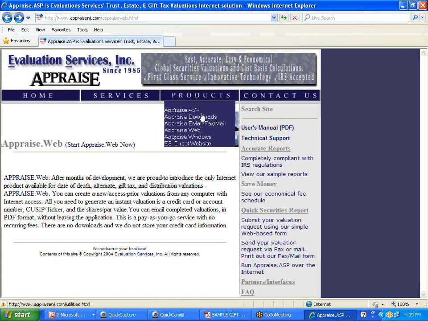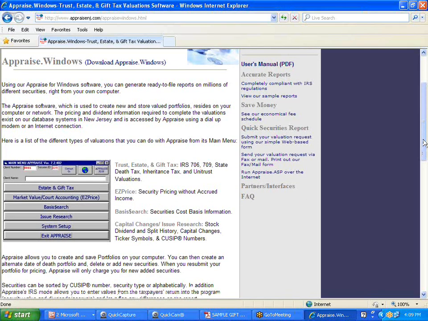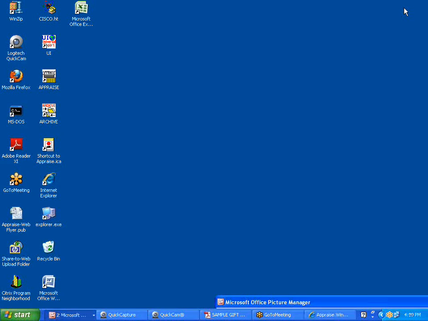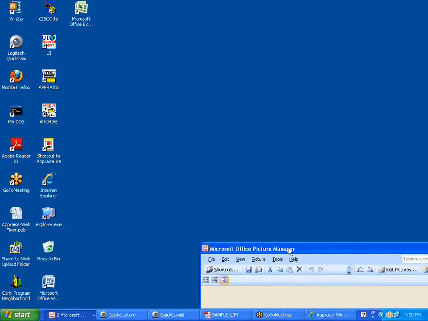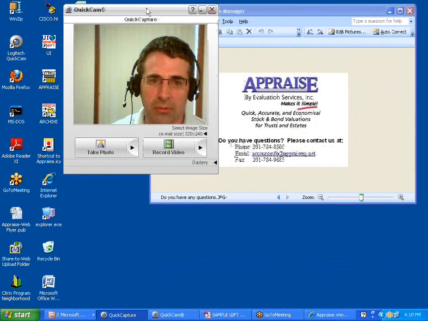We also have to take a look at our Appraise Windows software. The difference between this and Appraise ASP is Appraise Windows software is stored on your computer, whereas with Appraise ASP, the software is on our computers, and just the data is stored on your computer. So there are multiple ways to get gift tax valuation from evaluation services. Bring this up here. Going to minimize this. And I want to bring up this picture. And bring myself over here.